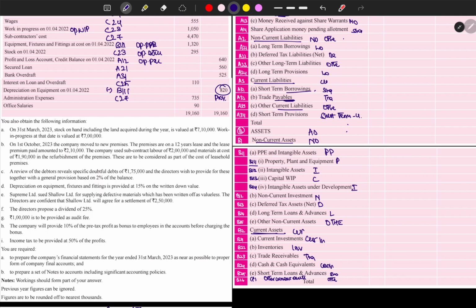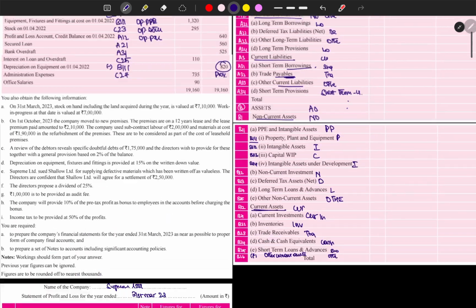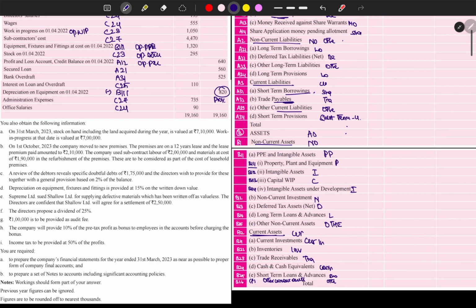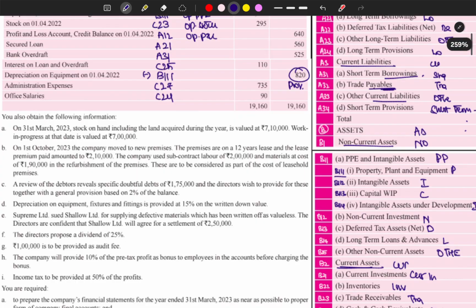Office salaries are the same, employee benefit expenses, which is C24. So that's it. We have covered everything inside the trial balance. Let's go to outside the trial balance.